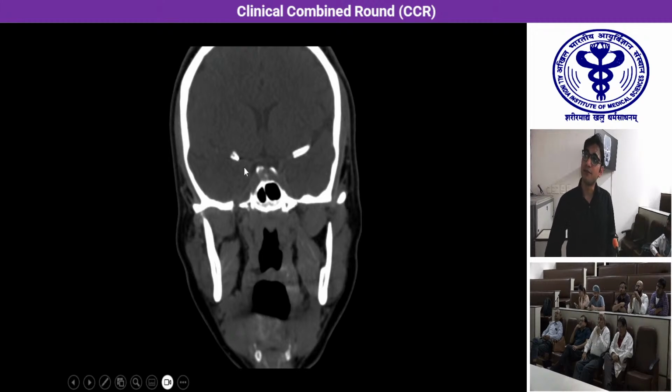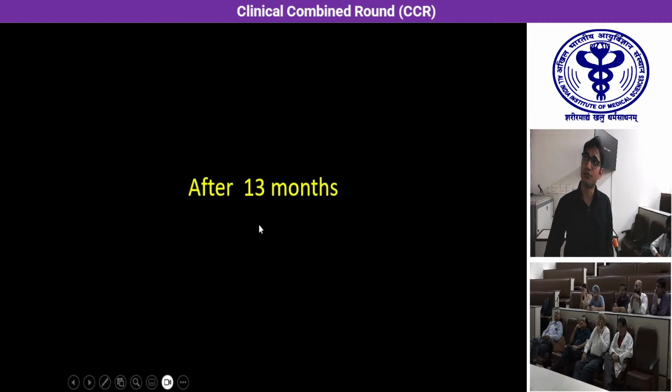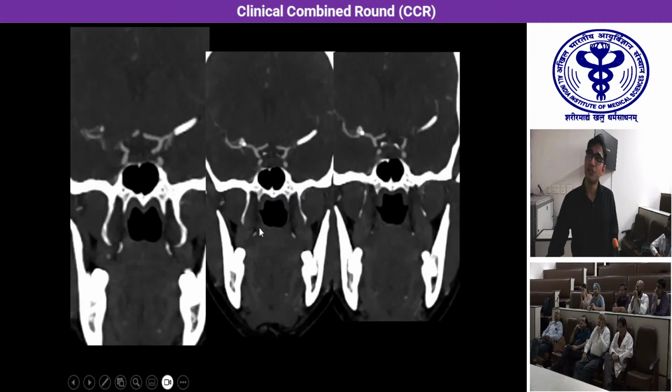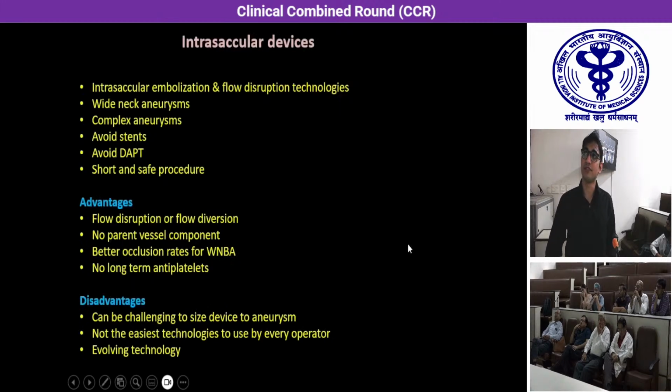And this is the post-embolization CT, where we have the flow diverter which was done previously, and the Contour device. After 13 months, the patient underwent a CT scan. She was hesitant in undergoing a DSA, so we preferred a CT angio, and we can see there is no aneurysm on the left side, and the right side aneurysm has also obliterated.